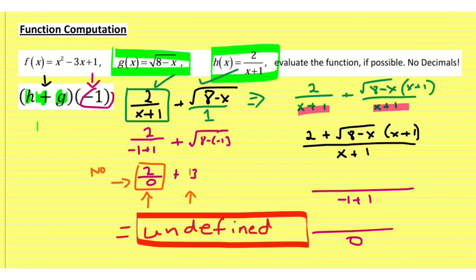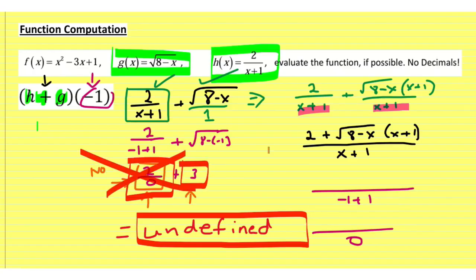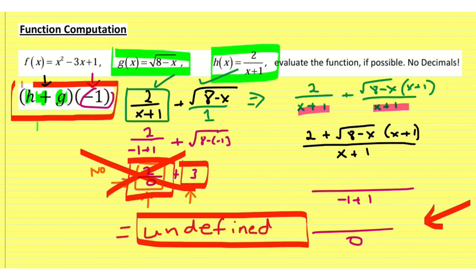But this kind of confirms that even though it looked like I had one part was undefined and one part was defined, that's actually not allowed. And this confirms that because everything ends up with a 0 in the denominator. So the final answer for this function computation is undefined.